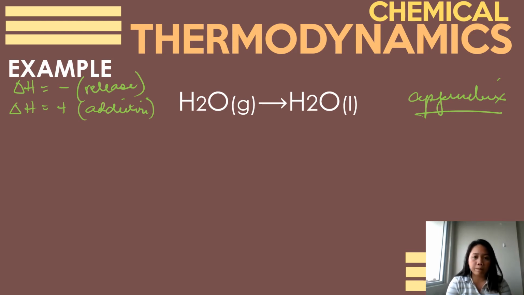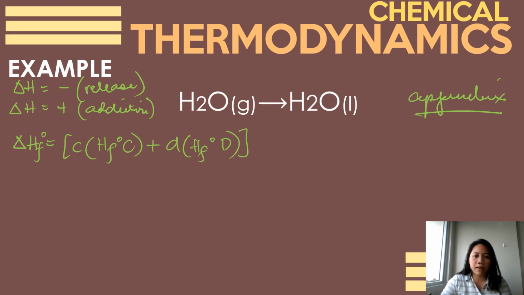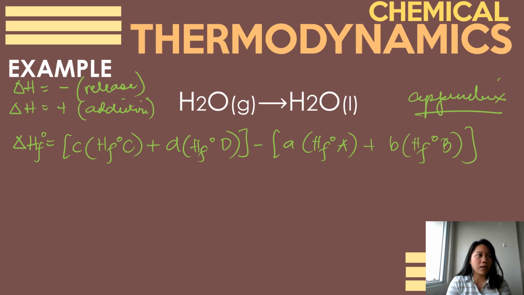So for water in gas form to change into liquid form, of course, we need to solve for their delta H. So your delta H here, rather HF prime, will be equal to C times the HF prime value of C plus D times the HF prime value of D minus A times the HF prime value of A plus B times the HF prime value of B. So there, that would be your formula. Now remember, in this formula that we have, it is just true if you have A plus B, C, and D. And as you can observe, you only have one reactant and you only have one product.